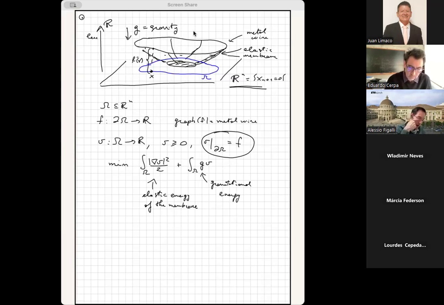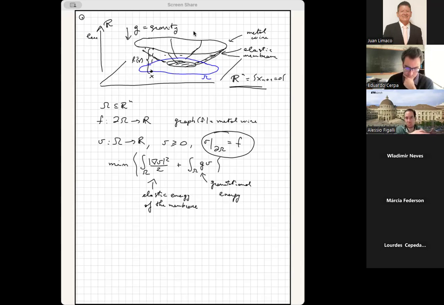Okay. So, and we minimize this. You see the graph of V is my elastic membrane. It is non-negative because it cannot cross the plane. It's equal to F because it's attached to the wire. And then there are these two terms in the energy.